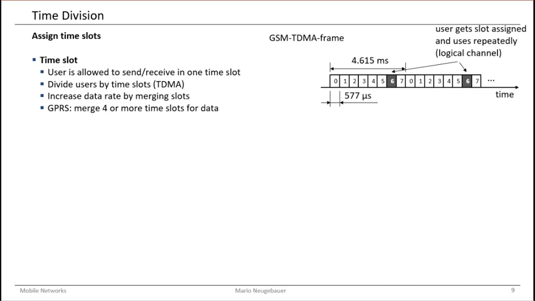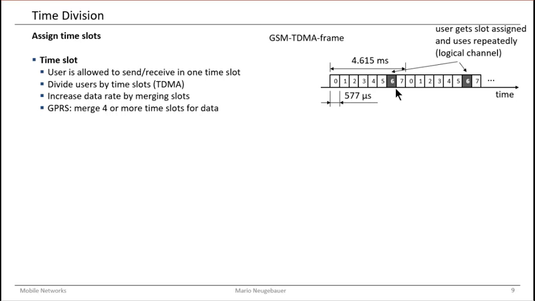Now, the next important aspect, if we look into the division of the resources, is the division of time. We know that we have the so-called TDMA, time division multiple access, and this enables us to serve several users when we divide the time and assign each user a certain time slot. And that's what we do also in the GSM network. We have a certain GSM-TDMA-frame. This is seen here on the right side.